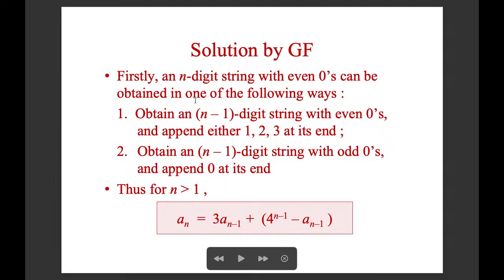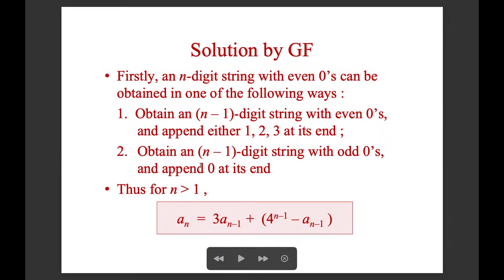The reason is, in order to obtain an n-digit quaternary string with an even number of zeros, one way is we can start with an n minus 1 digit string with an even number of zeros and then append 1, 2, or 3 as the last character. So the number of ways of doing so is there are an minus 1 ways to create a string with an even number of zeros of length n minus 1. And then after that, we have 3 choices for the last character. So there are 3 times an minus 1 ways of doing so in the first case.